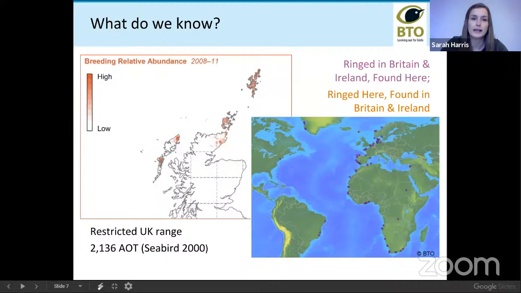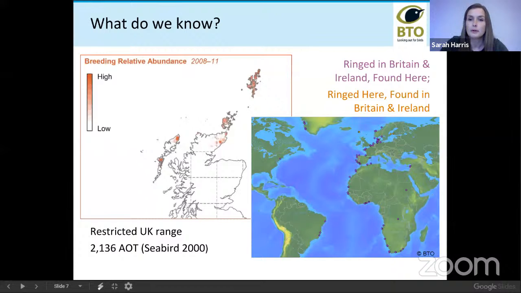Here in the UK, we know that they've got quite a restricted range. They're at the southern edge of their global range, and we tend to see them breeding in the north of Scotland and northwest of Scotland. And we've got just over 2,000 apparently occupied territories, but this was from a survey, Seabird 2000. So a lot has probably changed since then.